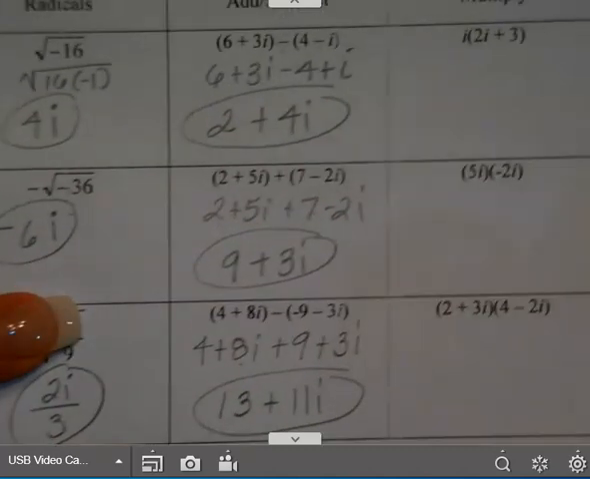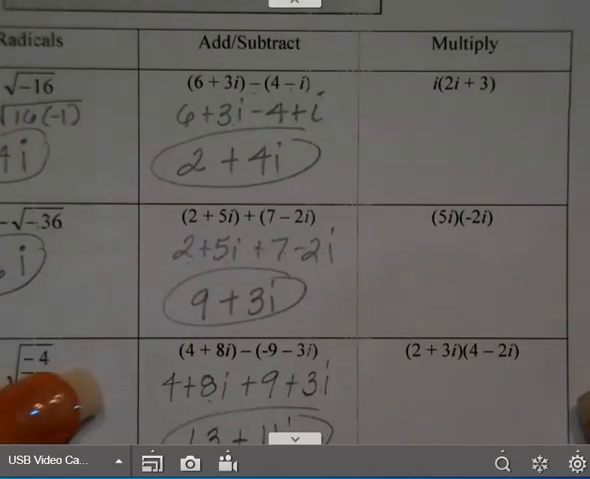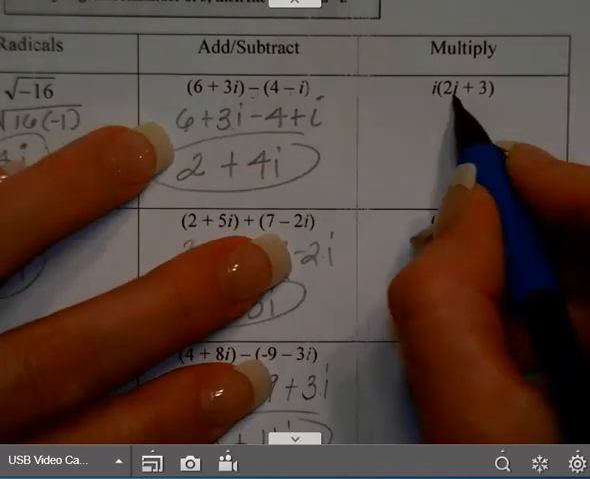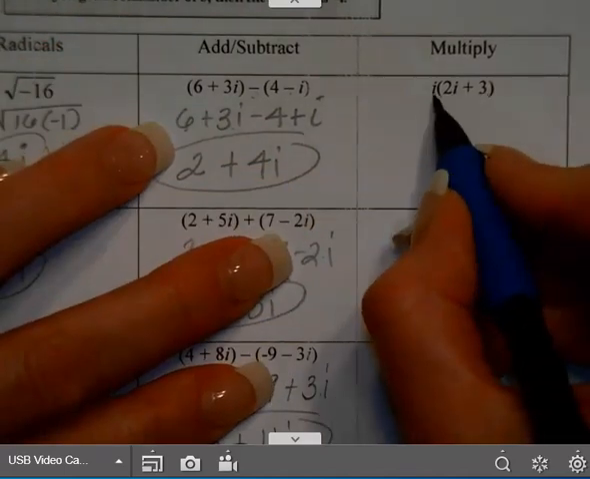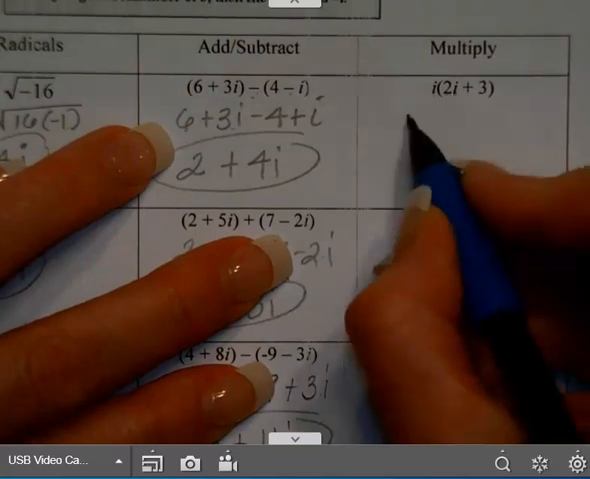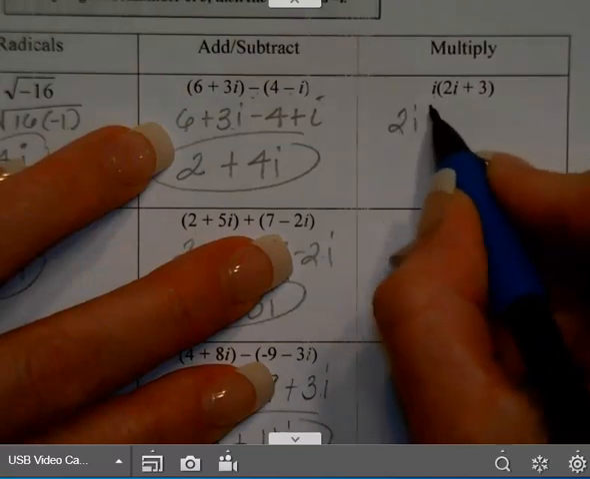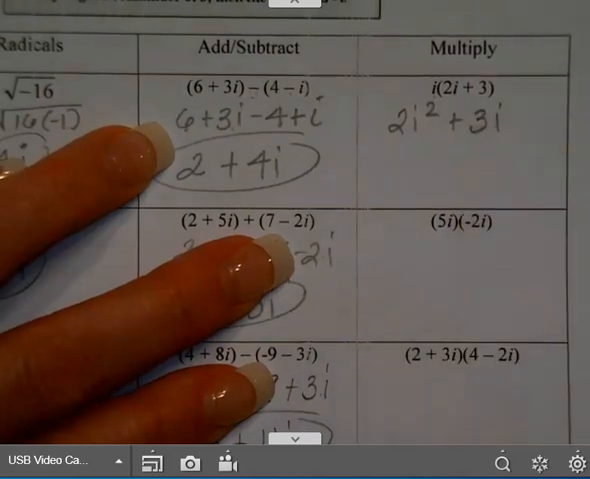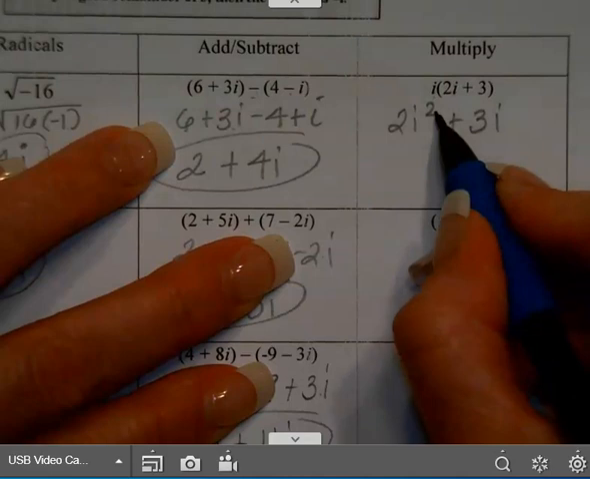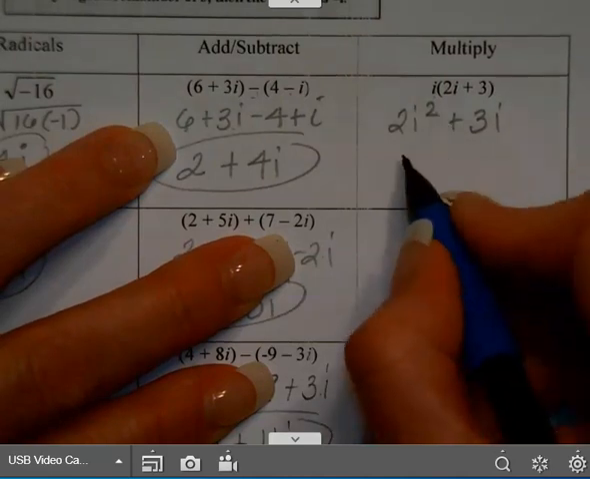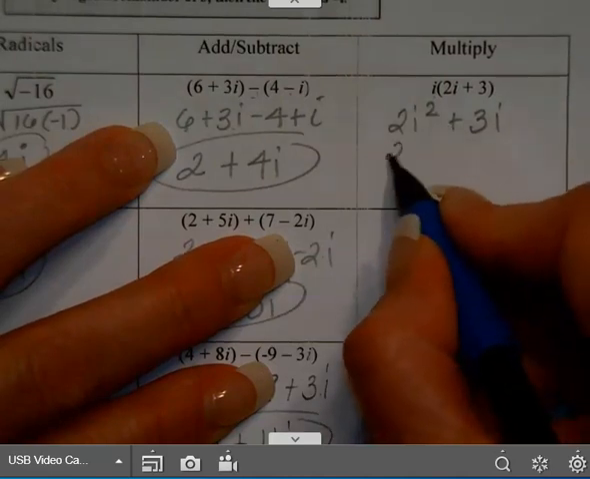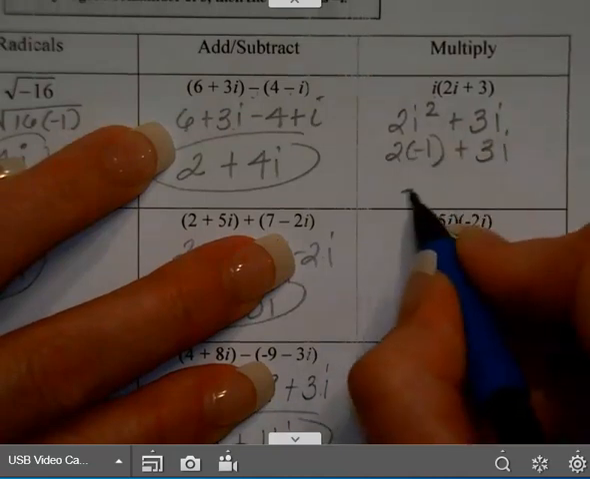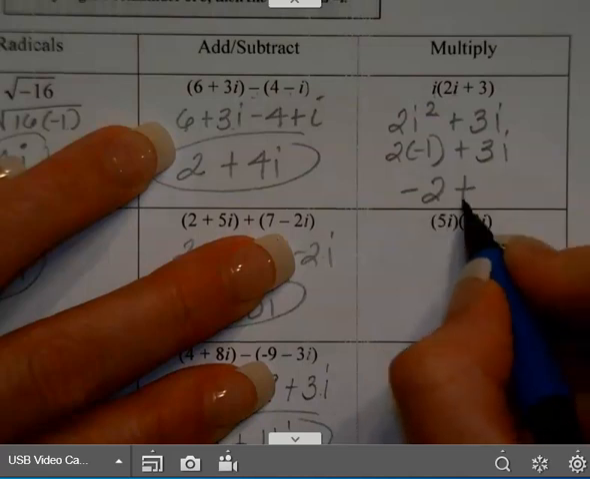Now we're going to look at multiplying. You multiply just like you would if you had a monomial times a binomial. So just distribute. i times 2i gives you 2i squared plus 3i. And we just went over that whenever you see i squared, you're going to replace that with negative 1. So that's going to be 2 times negative 1 plus 3i. And so your final answer is negative 2 plus 3i.